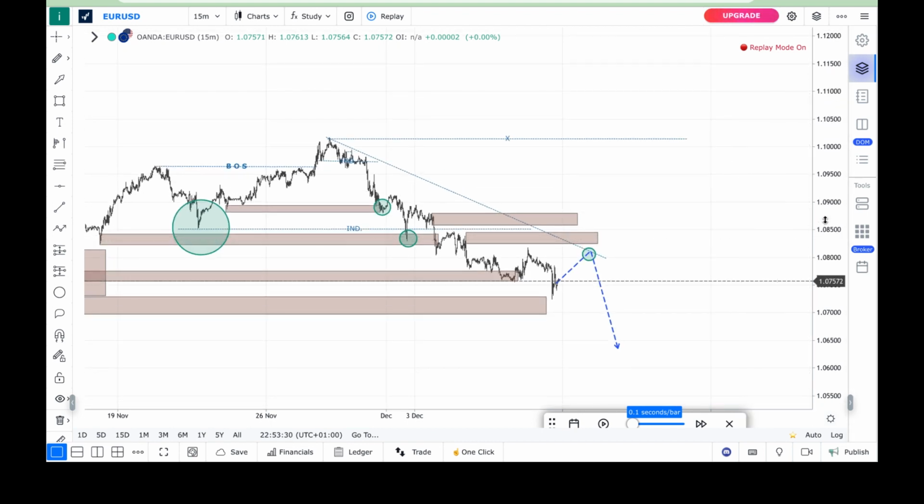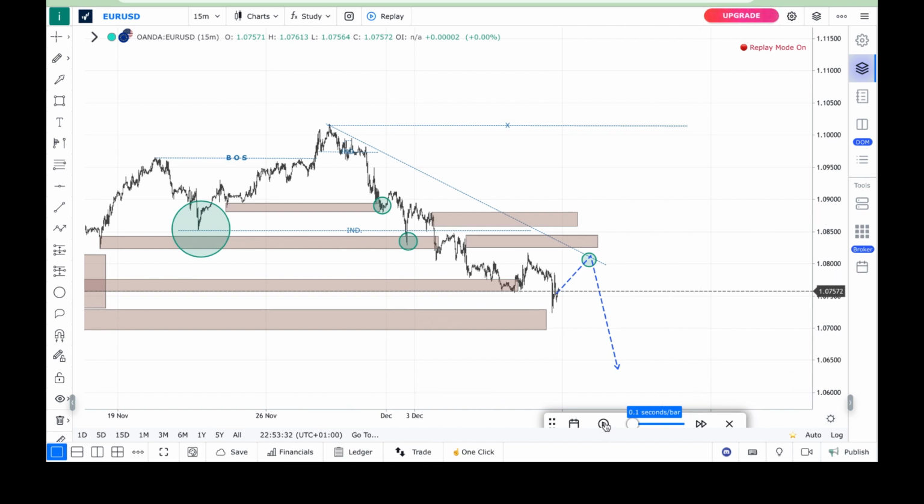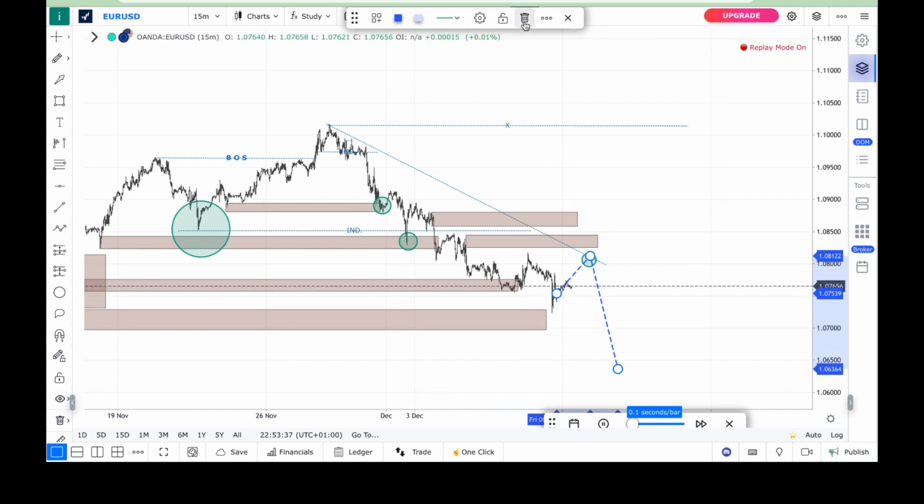So let's see what happens on this 15-minute time frame. Market keeps going.